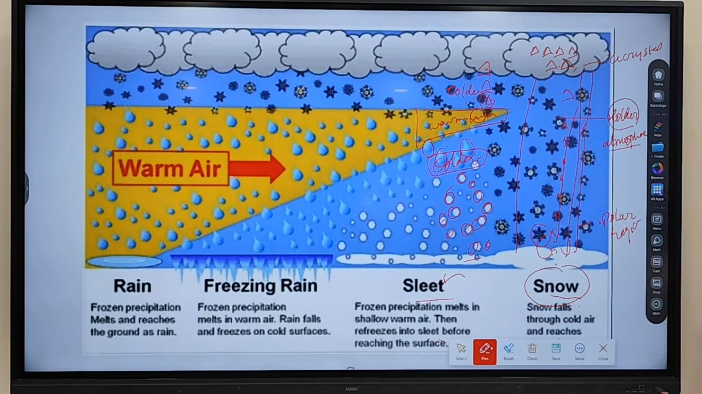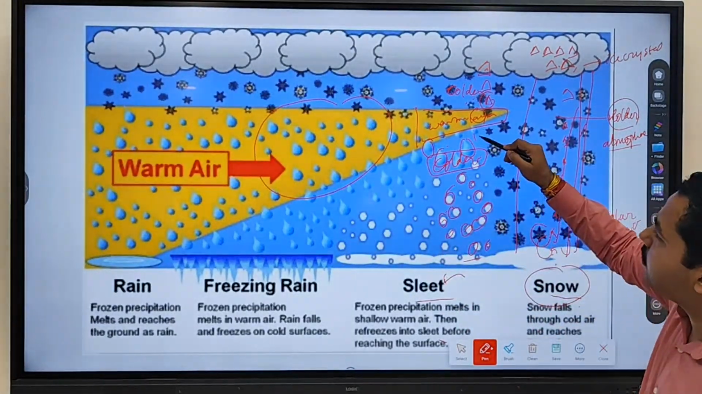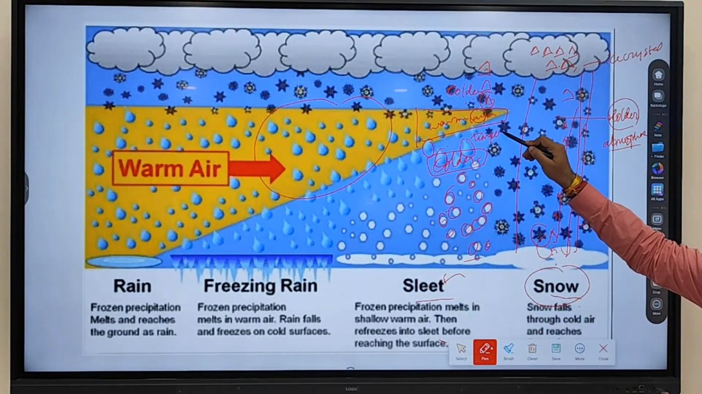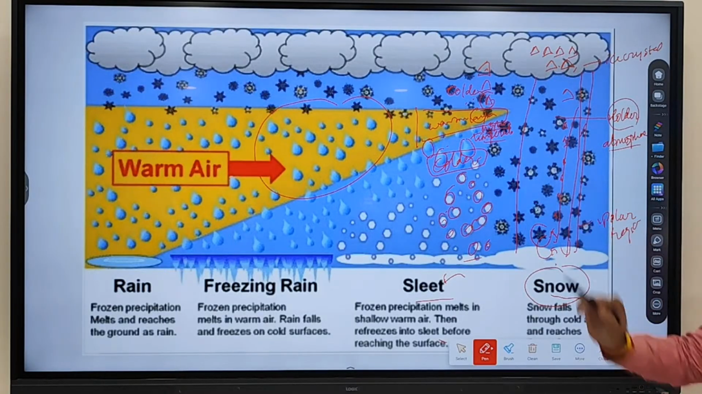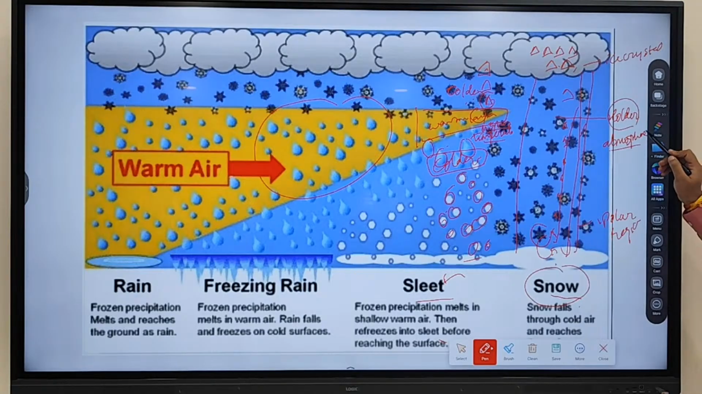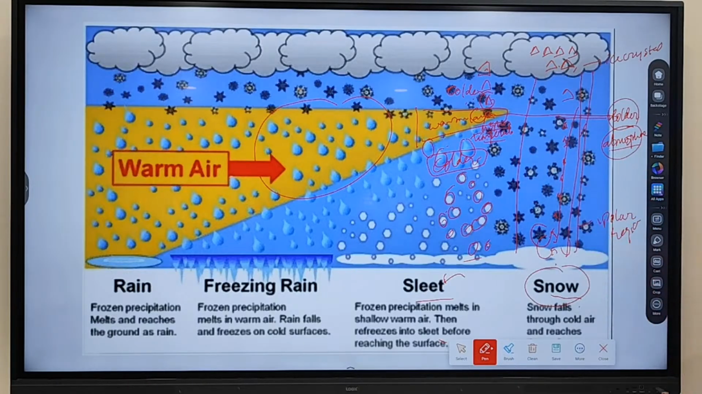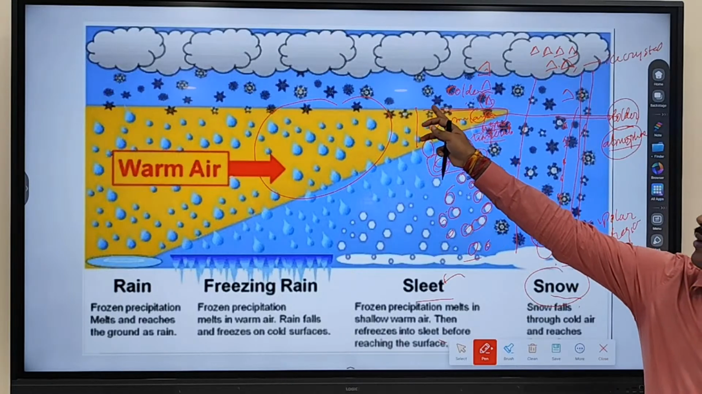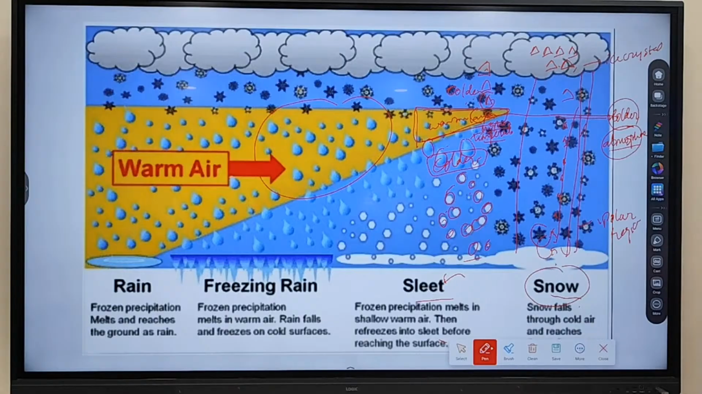Fine. This type of scenario is generally seen in a higher temperate region. In the higher temperate region, you will see the warm layer is very small. Near the polar region, when you see a higher temperate region, you will see a small amount of warmer layer between colder layers, and that's why you see formation of sleet. Fine.